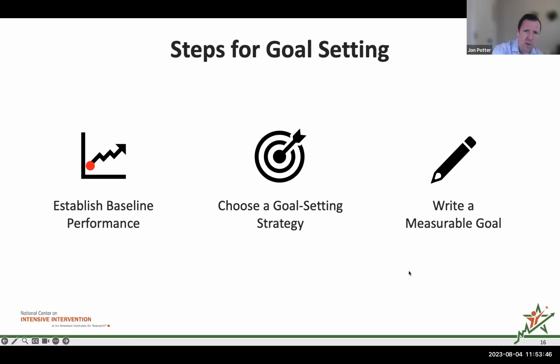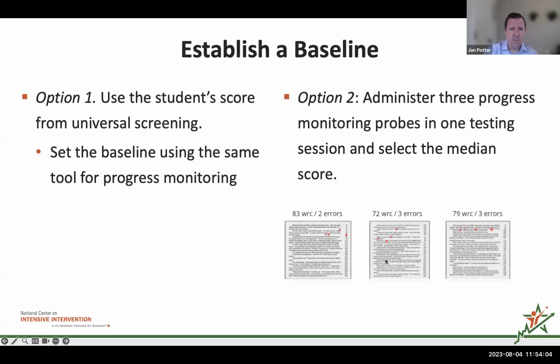So we're going to talk about a few steps for goal setting, starting with establishing the baseline. So where are kids starting? Then we're going to choose a strategy for how we're going to set a goal. So where do we want kids to end up? How do we do that? And then how do we write a measurable goal, specifically for an IEP? How do we want to have our goal set up?